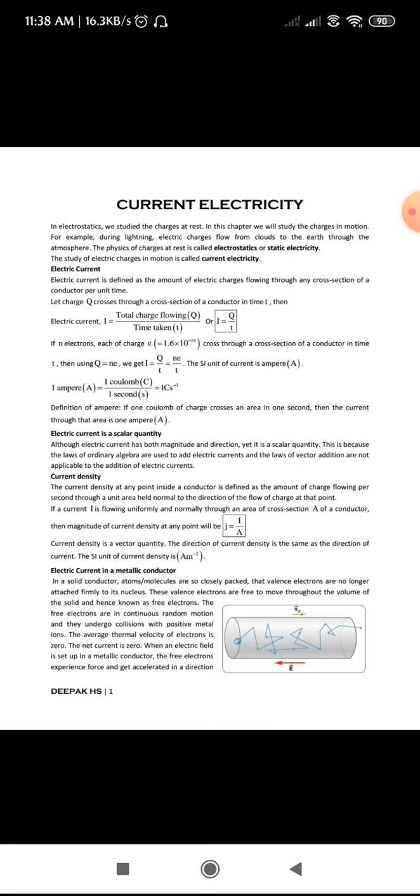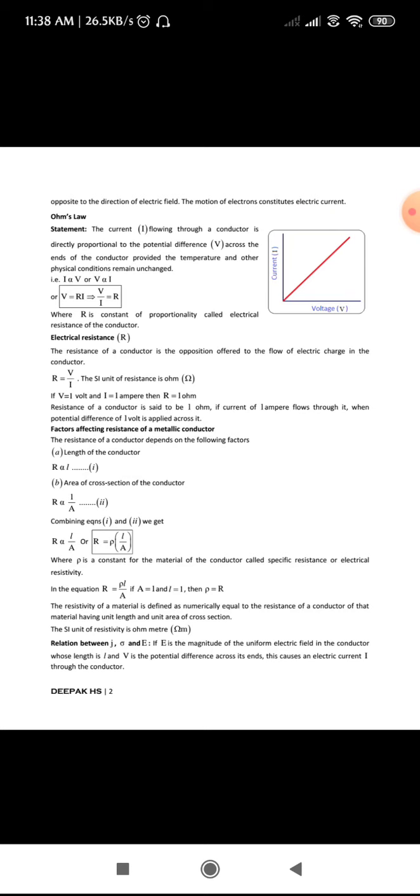Next, they may ask current density, for 1 or 2 marks. For 1 mark, the definition; for 2 marks, the definition with the equation J is equal to I by A. Next, Ohm's law is a sure question: for 2 marks, the statement and the equation; for 1 mark, only the statement. Next, resistance may be asked for 1 mark. Next, factors affecting the resistance of a metallic conductor. I think they have not asked this one, but you should know it for solving numericals.